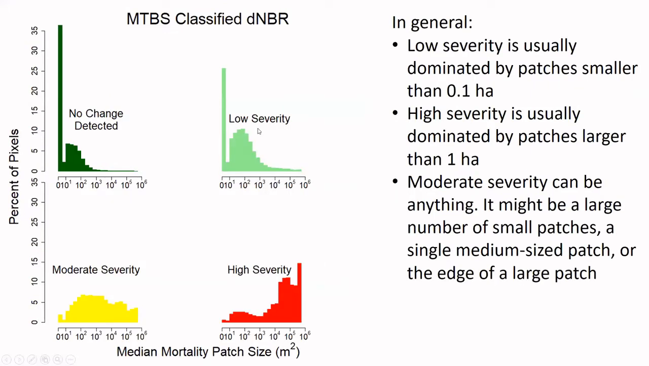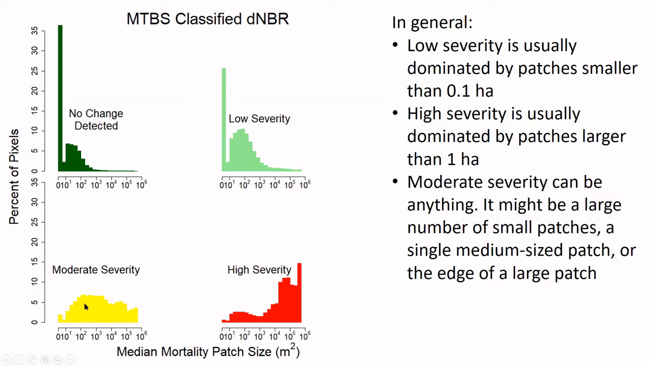And I'm running low on time, so I'm going to zoom through. This is just what we get using that same metric split up by severity. For the most part, low severity is sticking to patches that are below 1/10 of a hectare. So that's right here where my cursor is, the 10 cubed. High severity is mostly sticking to patches that are larger than a hectare. That's at 10 to the 4th here.